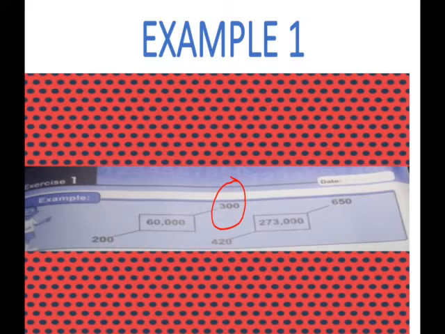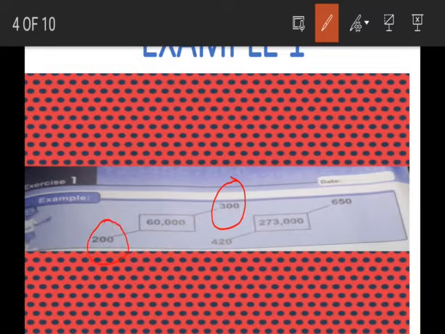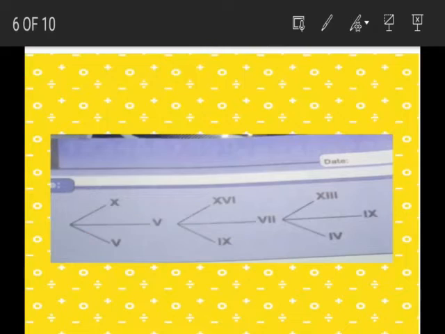The same thing applies to your 200. Assuming 200 was not given, what you simply do is 60,000 divided by 300. Alright, let's go over to our next.